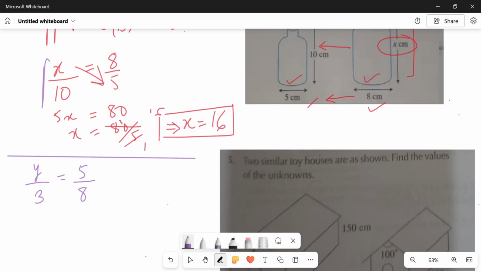When you cross multiply, it gives you 8y equals 15. Now y is equal to 15 over 8. When we divide, it gives you the answer in decimals. So 1.8. Okay, I'm writing it to one decimal place. It's okay. 1.8 is the answer.